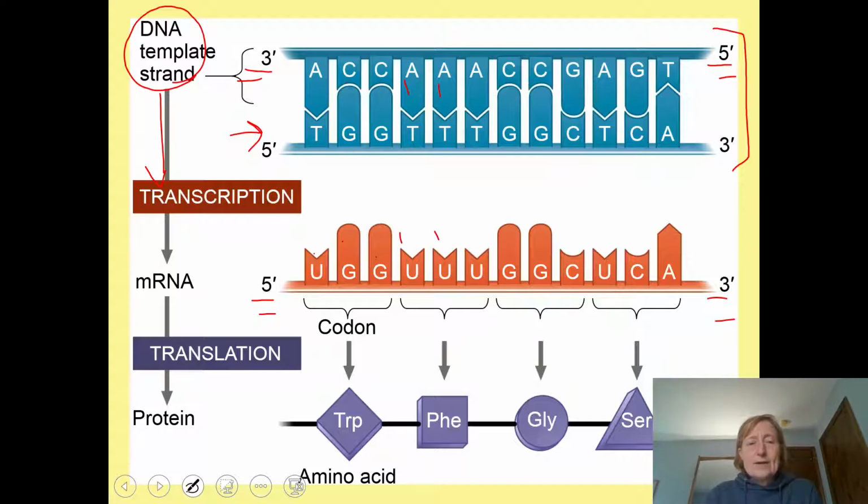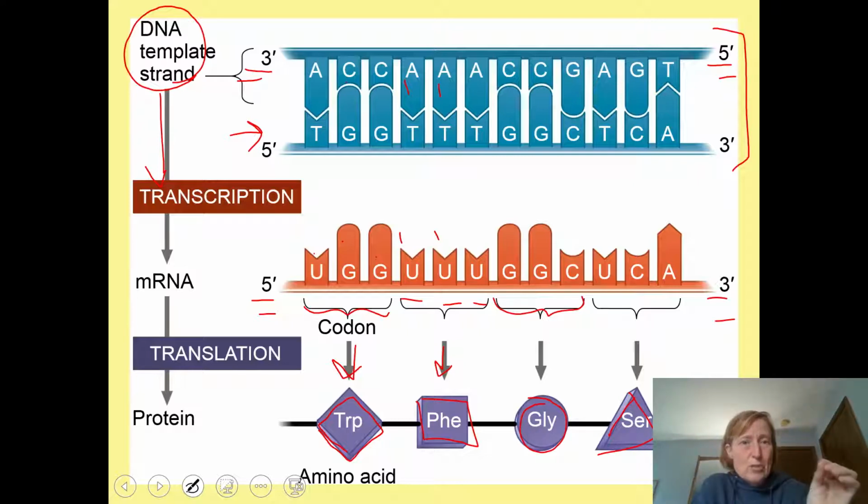Okay. Now in translation, each triplet nucleotide sequence, they're called codons, codes for the building of 1 amino acid. So the codon UGG in the 5' to 3' direction codes for this amino acid TRP, which is tryptophan. The codon UUU codes for the amino acid phenylalanine, etc. Okay, the codon GGC codes for glycine, and the codon UCU codes for serine.